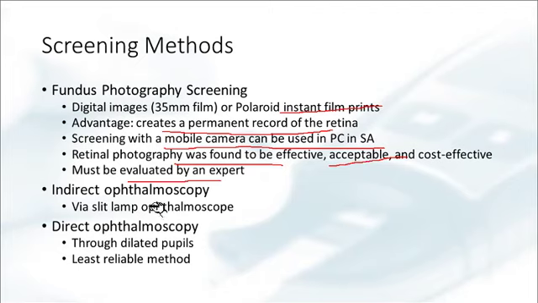So indirect ophthalmoscopy is via slit lamp ophthalmoscopy. We're not going to discuss this in too much detail. Direct ophthalmoscopy is where you will first dilate the pupil and you use atropine eye drops to do that, and it's the least reliable method. If I were to say what is the most reliable method, I would suggest fundus photography, and that's because you will have a permanent record to look at each time you need to actually do the screening.